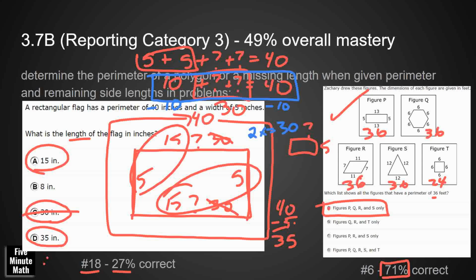They're not ready for that visual. But what they can do is they can reason. They can say, look, 10 is how far away from 40? They made it nice, nice round numbers for us. And then we have to split that 30 in half. They can do that.